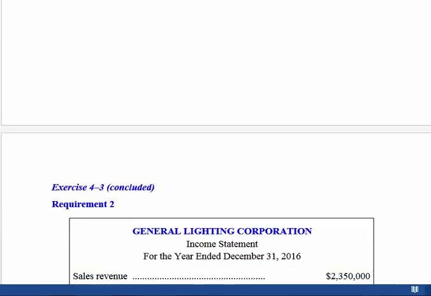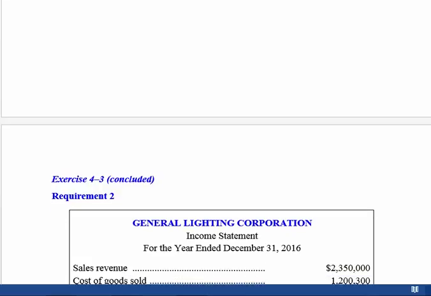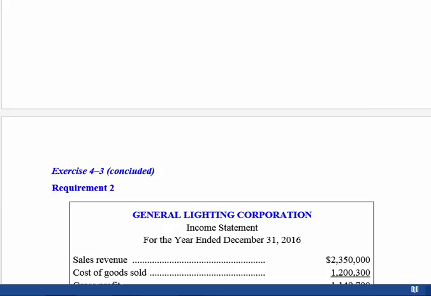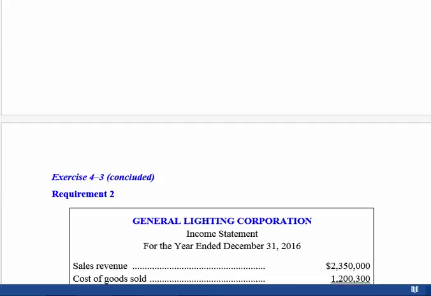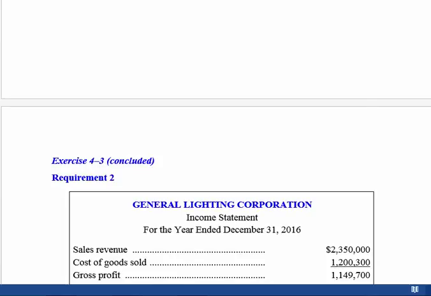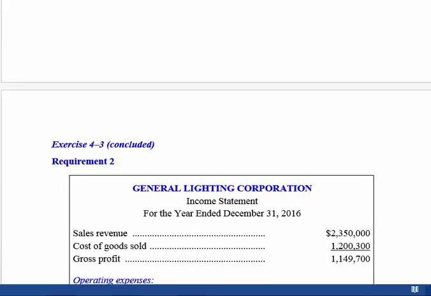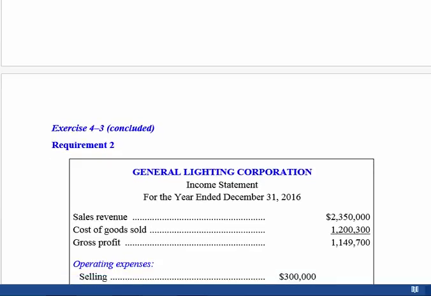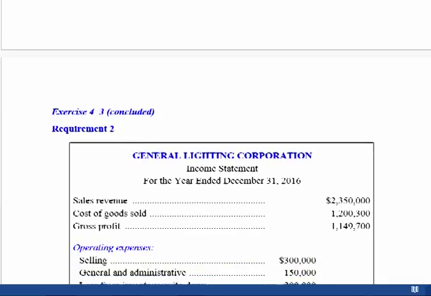Alright, so we'll list our sales revenue first, $2,350,000. From that, we'll deduct cost of goods sold, $1,200,300. And that difference we'll call gross profit. That's really just the markup. How much did we sell the lighting fixtures for above what they cost us? Okay, then we'll list operating expenses. Here we'll have selling expenses and general and administrative expenses.